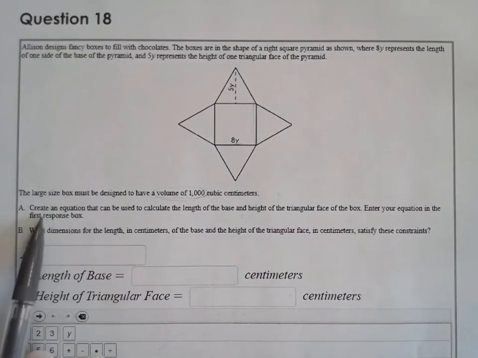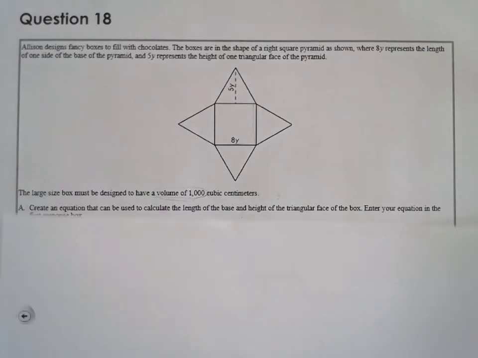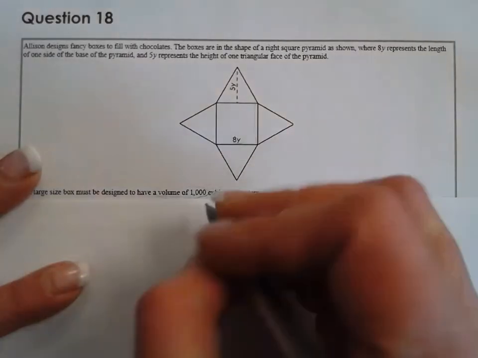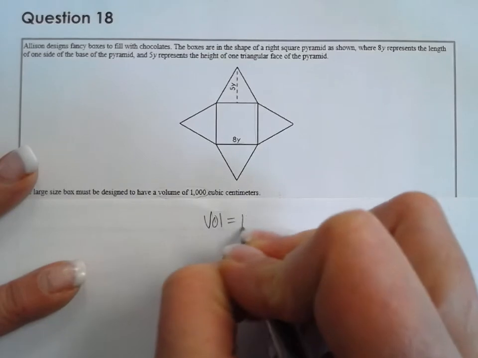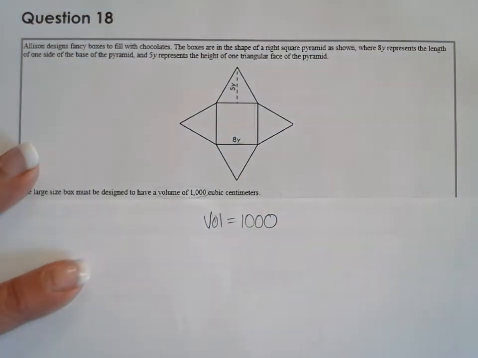So we're going to create an equation that can be used to calculate the length of the base and the height of the triangular face of the box. All right, so what do we know? And we also know it has a volume of 1,000. Would you agree with that?